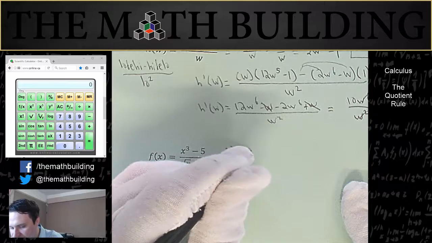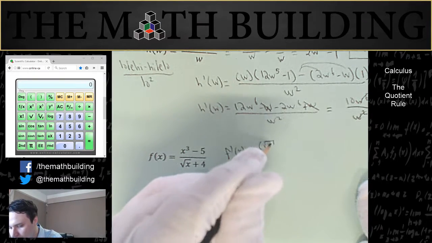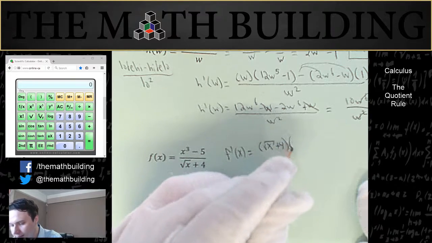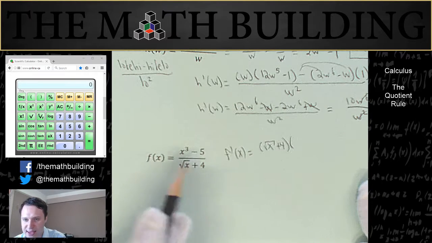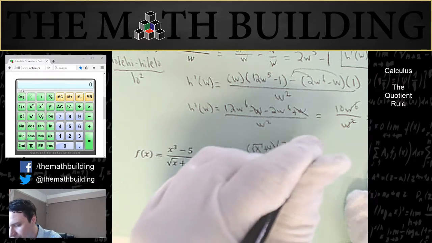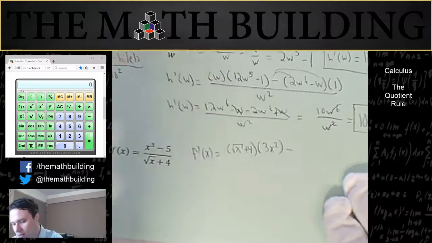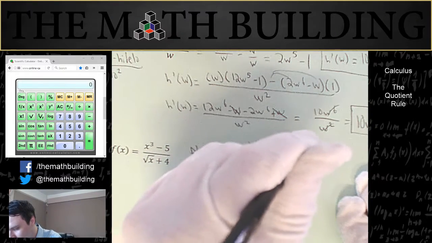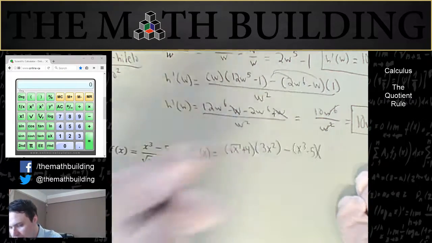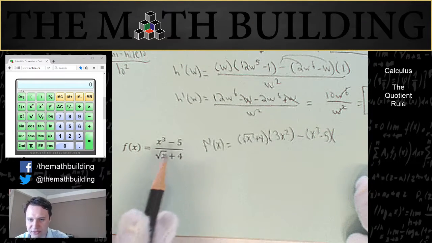So f prime of x is equal to the low times the derivative of the high, and the derivative of the high would just be 3x squared, minus the high, which is this, times the derivative of the low. Now I'm going to just jump this step. We can ignore the 4 because that's a constant number.